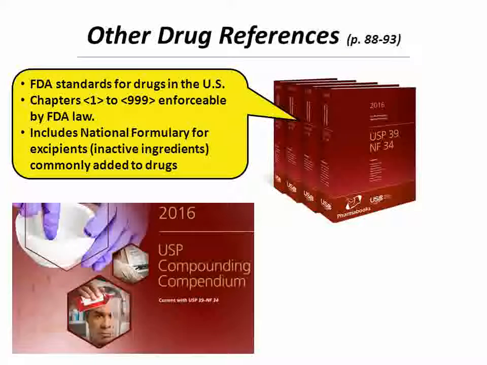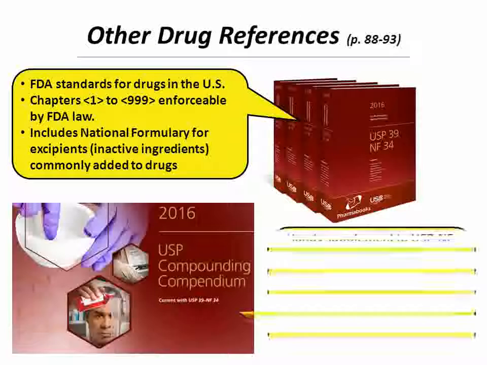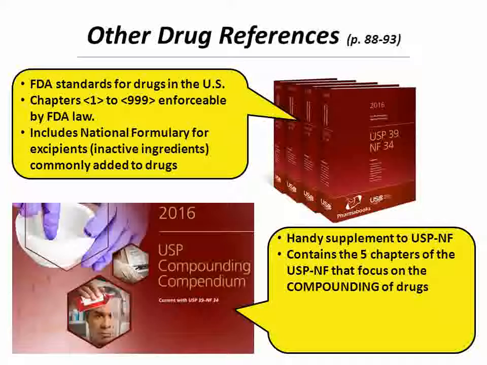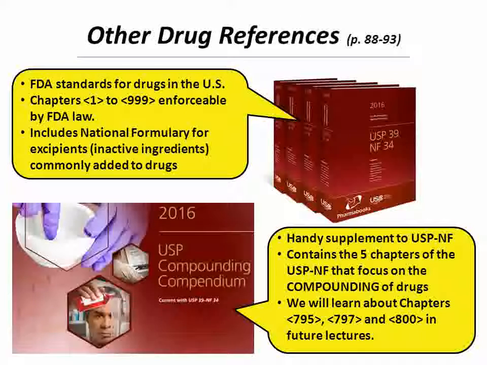Also published by USP is the Compounding Compendium. This just includes the chapters that have to do with compounding from all of those books listed up above. It's basically just a supplement. In other words, if I'm going to be compounding a medicine, that means making a medicine from scratch, instead of having to look through all those volumes in the picture above, I can just refer to this handy supplement because it contains the 5 chapters from the USP-NF that focus strictly on compounding of drugs.